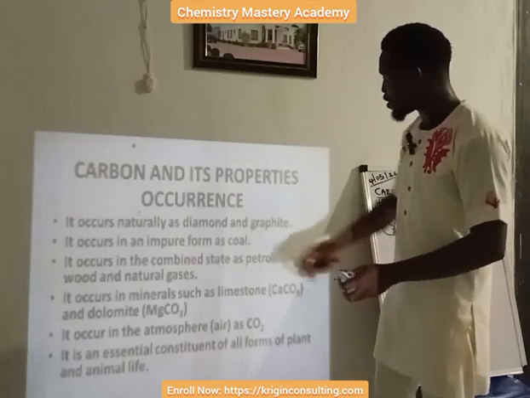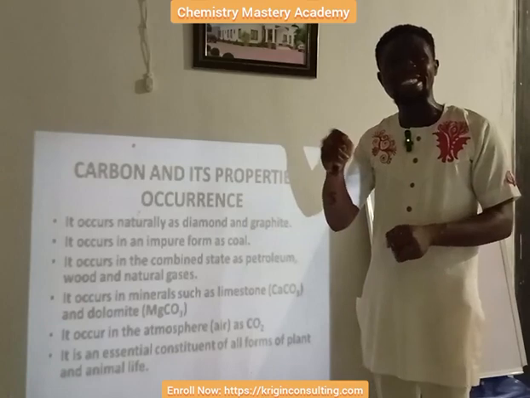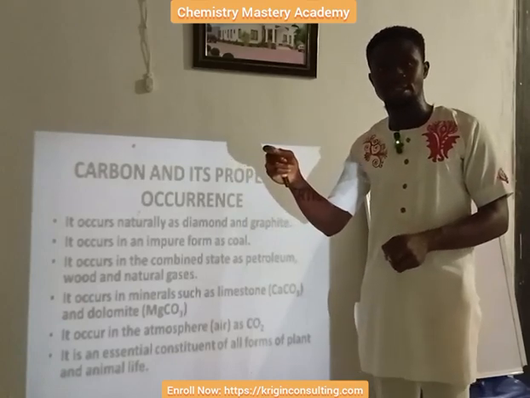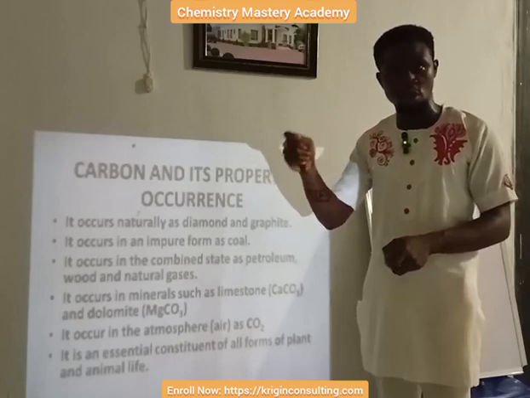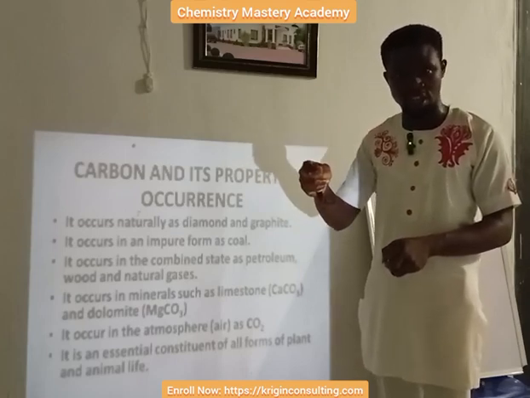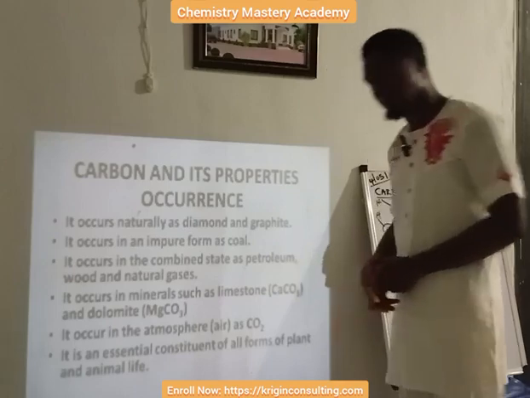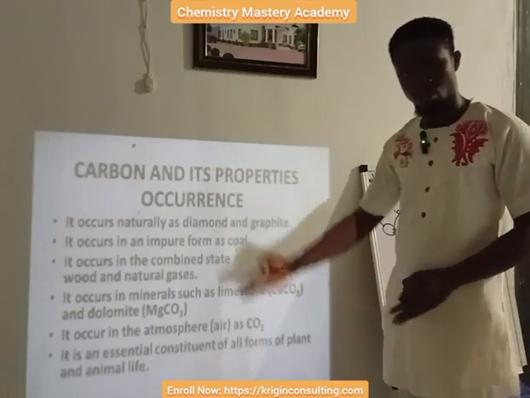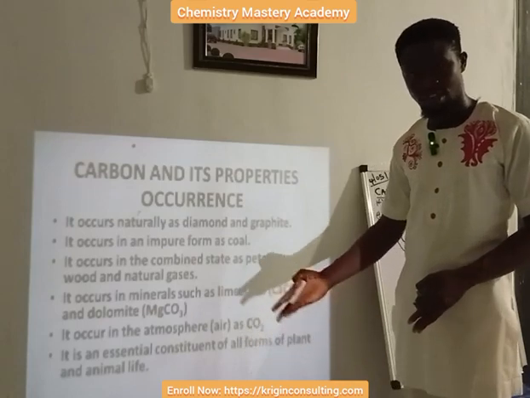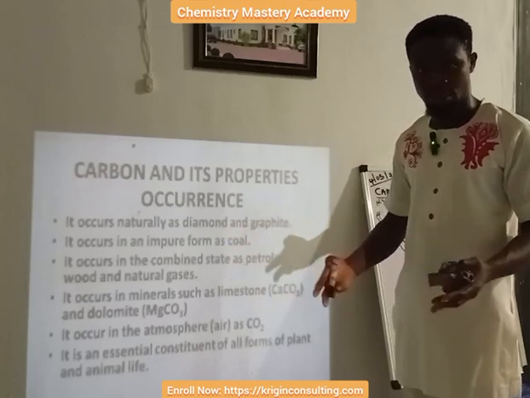Okay? Then for the impure form, you have carbon and other unnecessary elements or substances attached to it. Are we following now? So the next is it occurs in minerals like limestone and dolomite. Okay, so you can find carbon in minerals, in your limestone, in your dolomite.